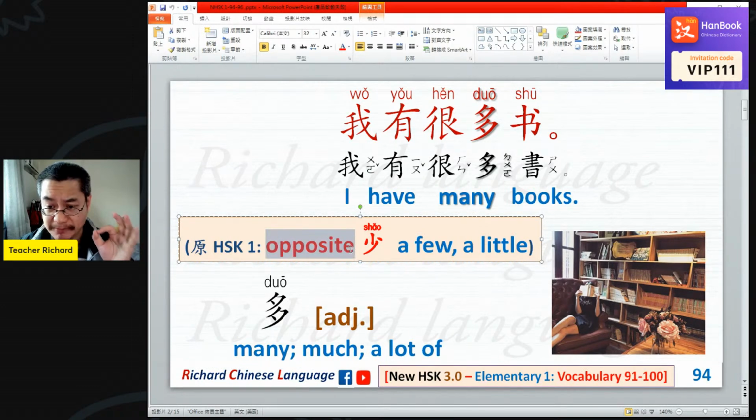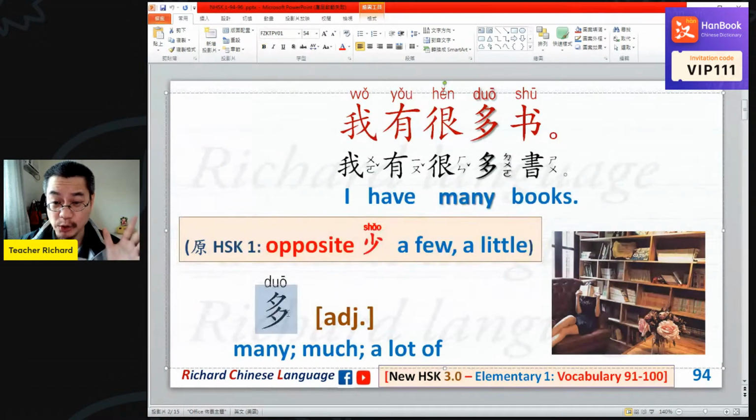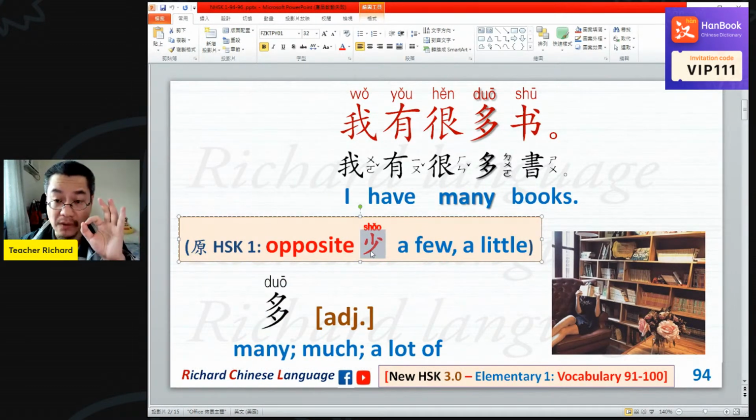And the opposite, the antonym of 多 is 少, which means a few or a little. Okay, so now you know the 2 important basic words in Chinese. 多 many or much. 少 a little or a few. So let's see the example sentence.